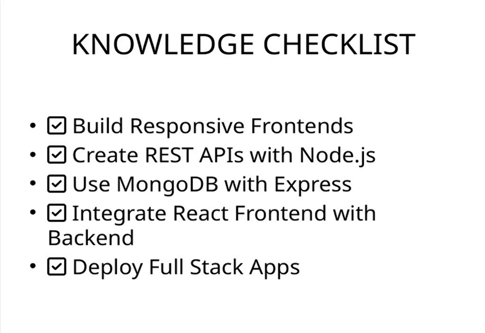Then we have using MongoDB with Express. MongoDB is a popular NoSQL database that pairs well with Express, a flexible web framework for Node.js. Together, they allow us to store and manage data effectively, especially when dealing with dynamic or unstructured data. Moving on, integrating the React frontend with the backend is where all these pieces come together. It involves connecting your React components with your APIs so that data flows smoothly, and the user interface updates dynamically based on user actions or data changes.